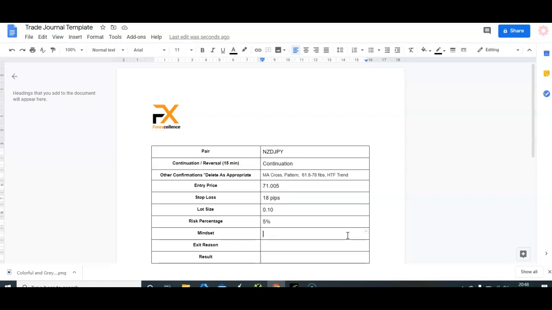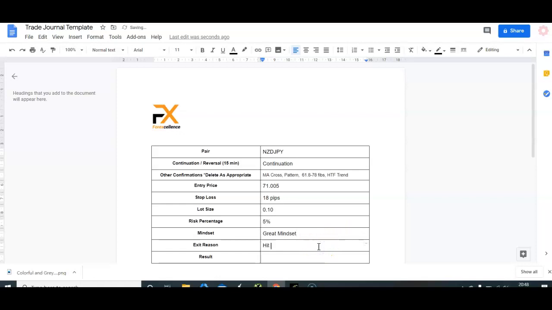So it's very useful to put in there. So I may put great mindset if I'm having a good day. If I'm kind of nervous because I had a losing day the day before, I would put that in there. Whatever I'm feeling as I go into the trade is what I would place in there.